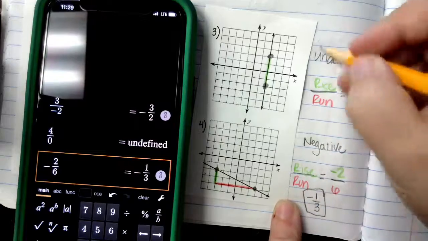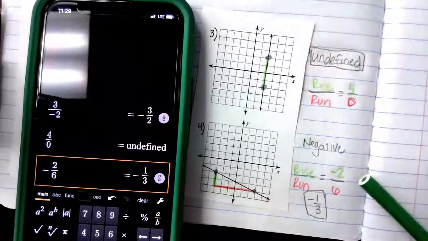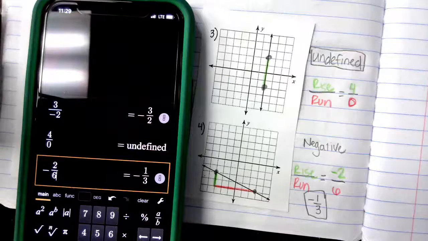For number 3, our final answer is just undefined. Okay. Whoa, that was weird. Okay. You are going to do your practice.